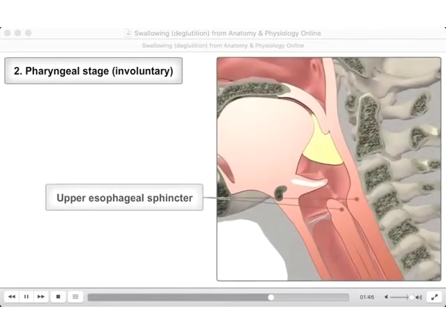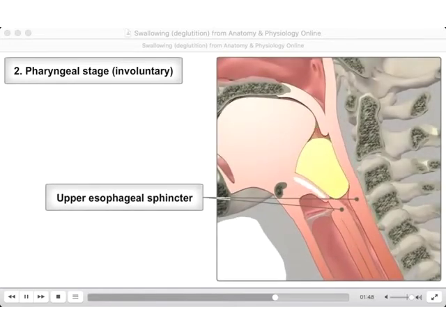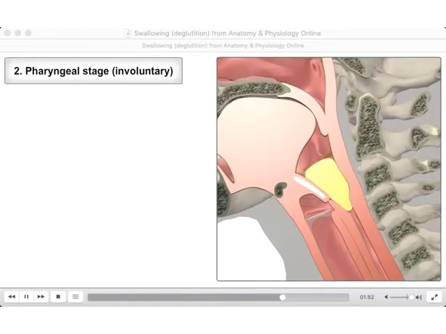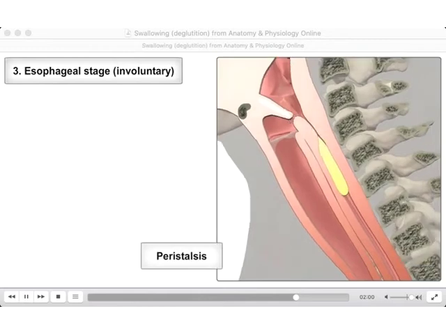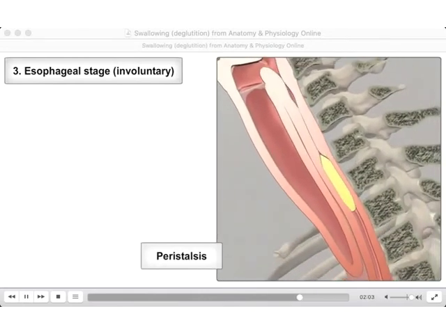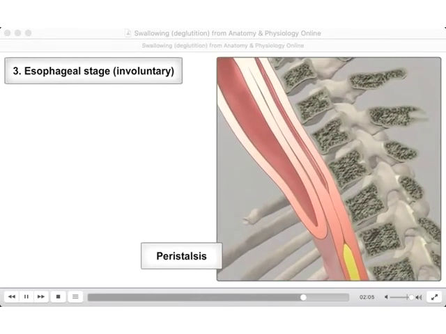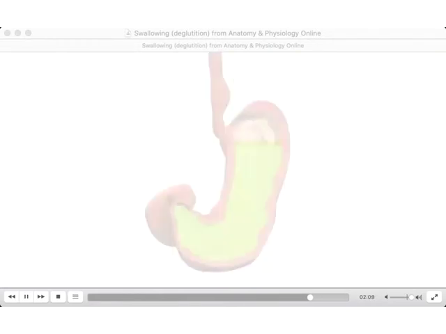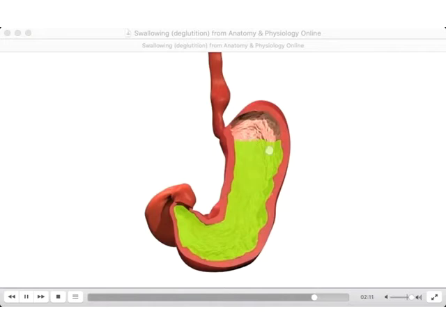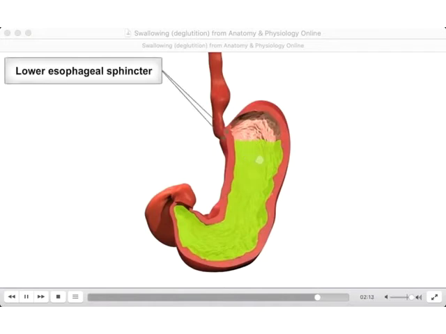The upper esophageal sphincter relaxes to allow the bolus to move into the esophagus and contracts to reduce backflow into the pharynx. In the final esophageal stage, the bolus is pushed onward by peristalsis, a progression of involuntary wave-like contractions of the circular and longitudinal smooth muscles of the esophagus. As the bolus approaches the end of the esophagus, the lower esophageal sphincter relaxes and the bolus moves into the stomach.